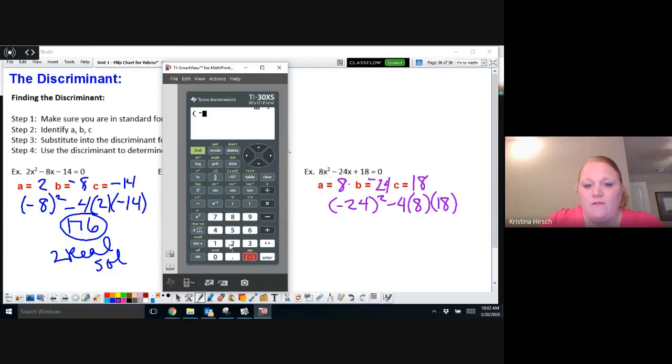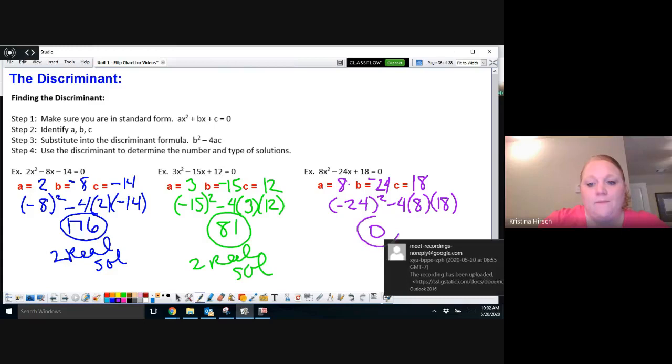So negative 24, and B is not always negative. It just so happened in these examples that it was. All right, but minus 4, A is 8, and then C is 18. And I got 0. All right. Now, 0 is my discriminant.